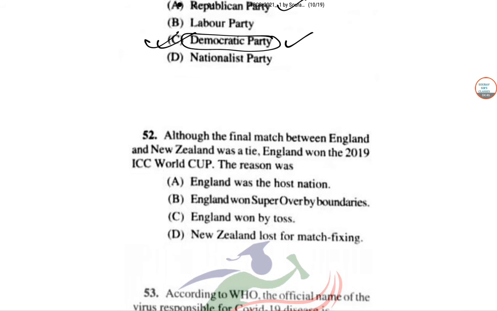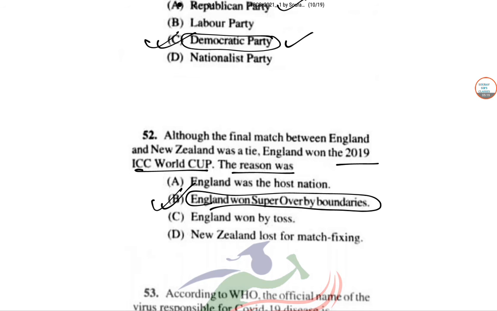Although the final match between England and New Zealand was a tie, England won the 2019 ICC World Cup. The reason was England won the super over by boundaries, and even in the super over there were the same runs, but here the option is not fully complete. If in the super over also you make the same runs, then in the entire innings, whichever country has made the higher number of boundaries is the decider. So England won that match.